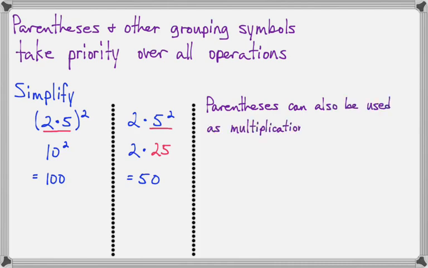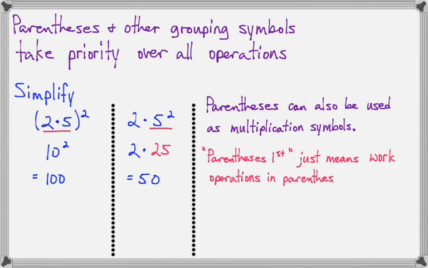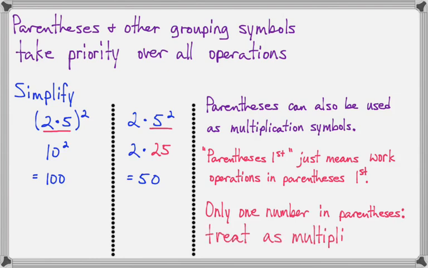Now parentheses can also be used as multiplication symbols, as we have seen before, but when they say do the parentheses first, they mean do any operations that are inside the parentheses. Just one number inside a set of parentheses is really probably standing for multiplication. So parentheses first just means work the operations in the parentheses first. Only one number in the parentheses, you treat as multiplication. And I'm sure we'll get to see that some more later on.